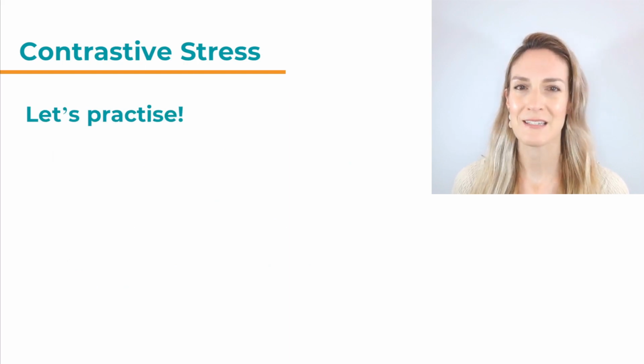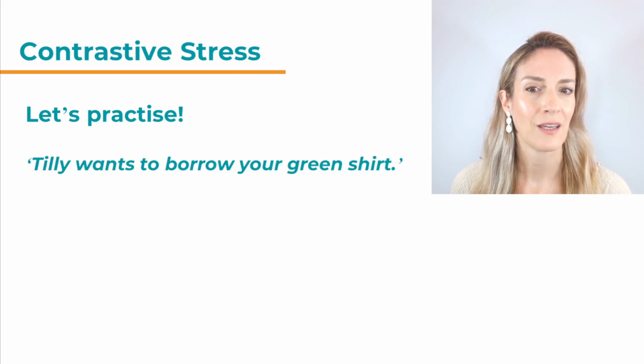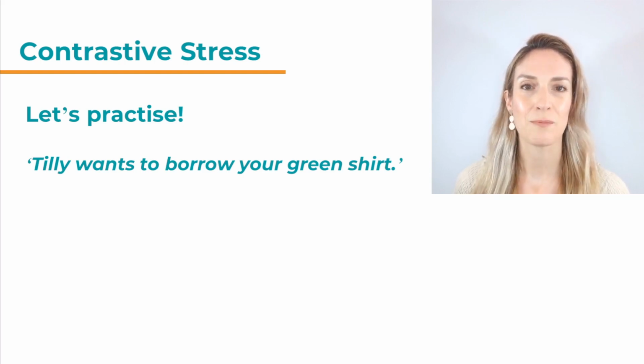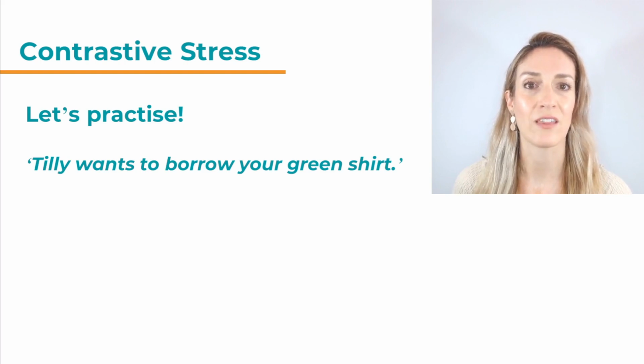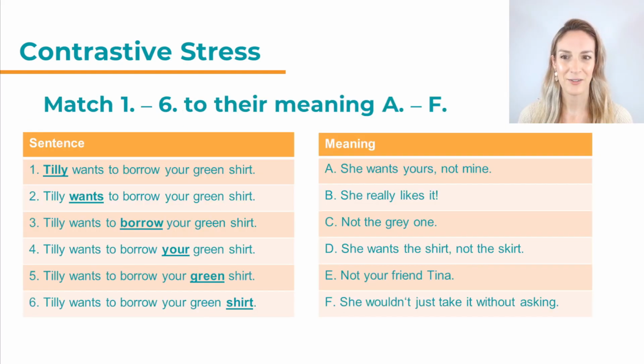Now, let's practice. Can you hear contrastive stress and figure out the meaning? We will look at this example sentence. Tilly wants to borrow your green shirt. I'm going to place contrastive stress on the various words in the sentence, and I will give you options for the meaning, and you need to match them. Let's have a look. Here is the sentence again.